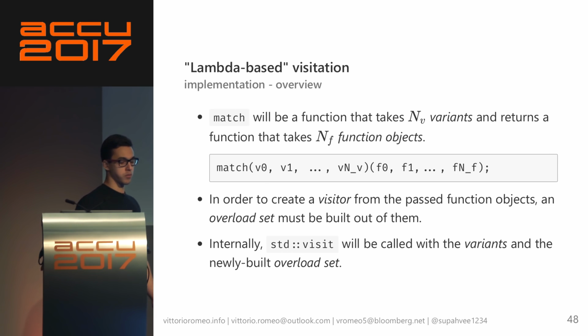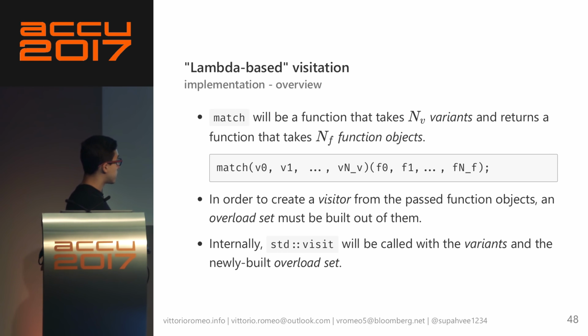And the way we're going to implement this is by creating a function match that will take n variants and will return another function that will take n function objects. And we want to take multiple variants here because we want to allow the multiple dispatch thing that you've seen before, like with the shapes. So conceptually, you call match with a bunch of variants, and it gives you a new function that you call with all the possible alternatives or combination of alternatives.